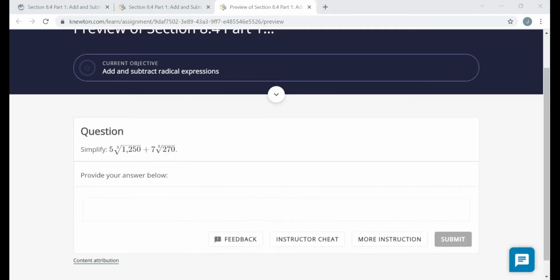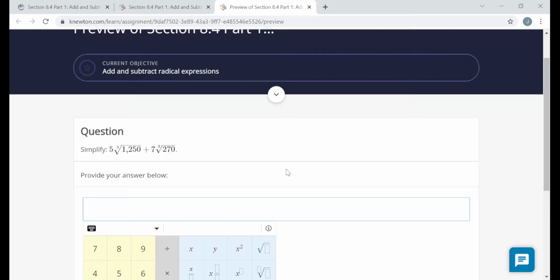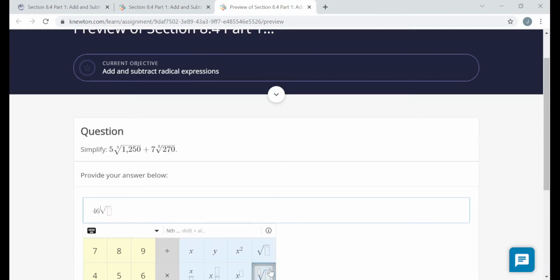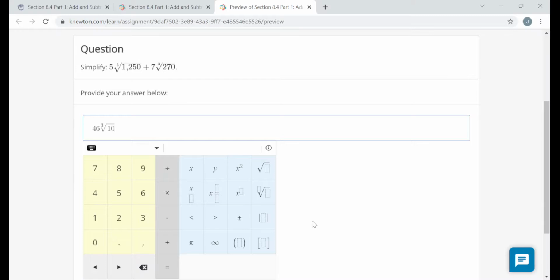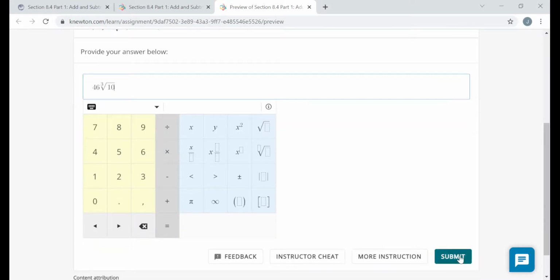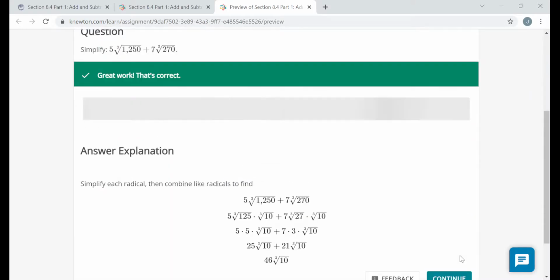Get rid of the calculator page there. And yeah, they just want you to enter the simplified result, 46 times the cube root, right? I need 3 in the index, 10 in the radicand, the cube root of 10, right? Just like that, 46 right next to the cube root of 10, submit, and wonderful.